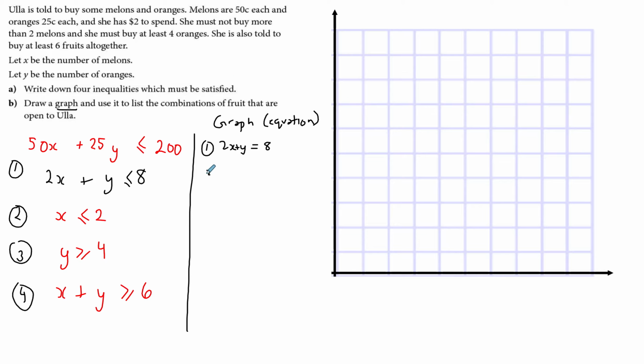So let me find the y-intercept first. To find the y-intercept in here, you need to make x equals to 0, because any coordinate on the y-intercept has an x value of 0. So if I make x equals to 0 in this equation, I'm going to get 2 times 0 plus y equals to 8. And so y is equal to 8. So my first set of coordinates is 0, 8. So this is my first coordinate.